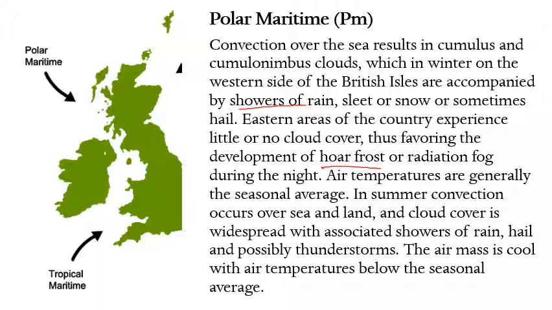Air temperatures are generally the seasonal average, and in summer convection occurs over sea and land. Cloud cover is widespread with associated showers of rain, hail, and possibly thunderstorms. The air mass is cool with air temperatures below seasonal average. So masasabi natin from the word cool, maganda yung panahon. Pero it is a maritime air mass. Ibig sabihin, rampant yung pag-ulan or rampant yung precipitation under these maritime air masses.